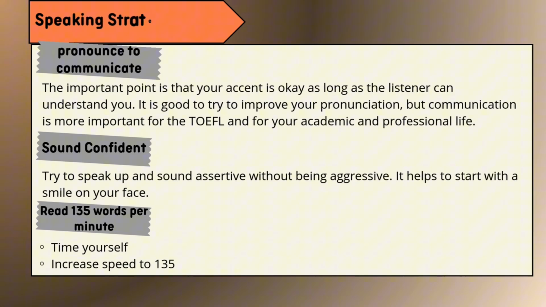And next, pronounce to communicate. The important point is that your accent is okay as long as the listener can understand you. It is good to try to improve your pronunciation. And next, sound confident. Try to speak up and sound assertive without being aggressive. It helps to start with a smile on your face. And next, read 135 words per minute. The key is to time yourself and increase speed to 135.